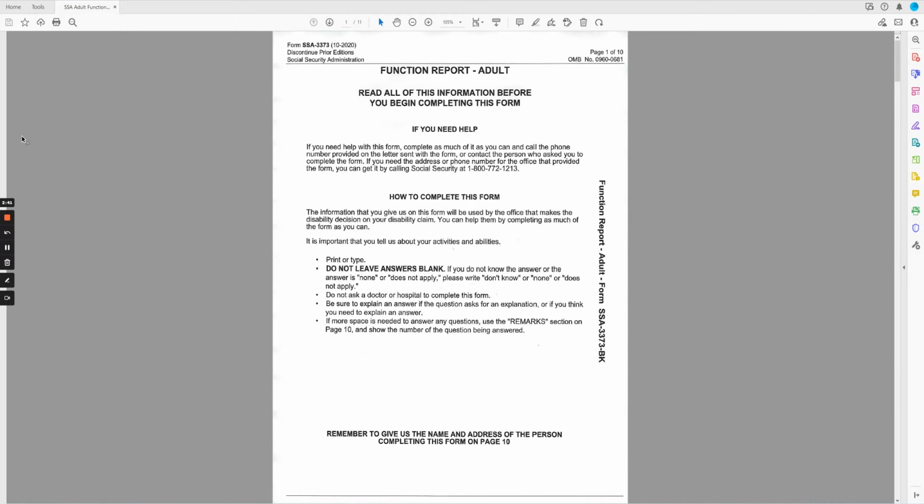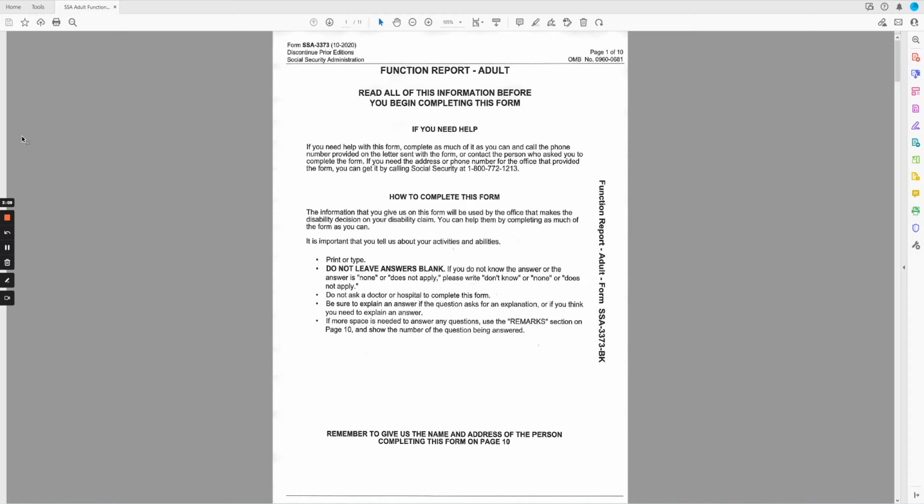The other thing that's really important is that you do not leave any answers blank. If you don't know the answer, you can write none or does not apply, or N/A for not applicable. Don't ask a doctor or a hospital to complete this form. Our firm does not complete this form for our clients. A lot of it is because we don't know the answer. And frankly, this form is going to take 2 to 3 hours to fill out.